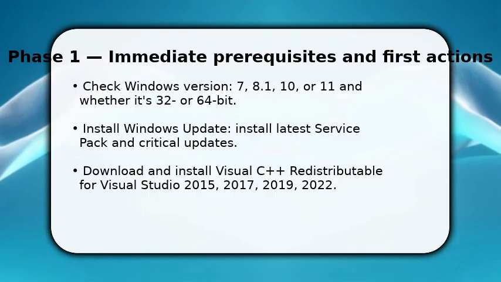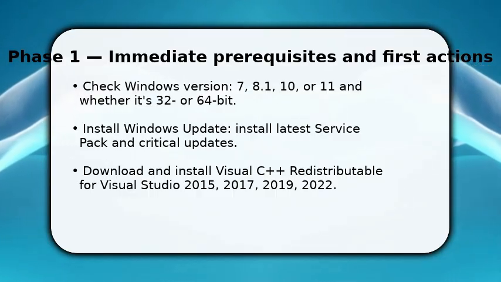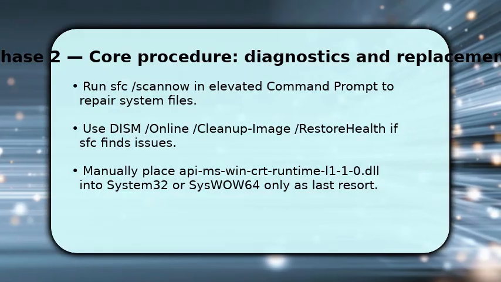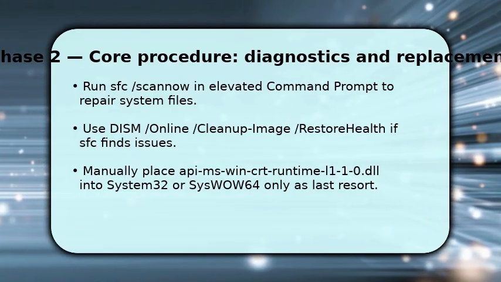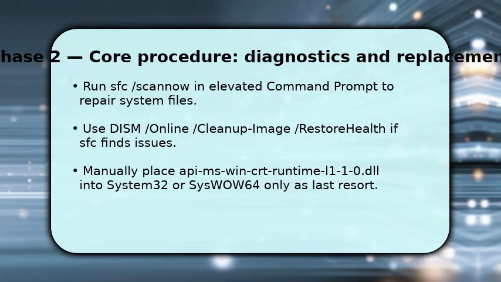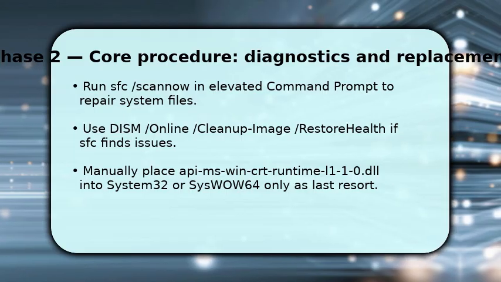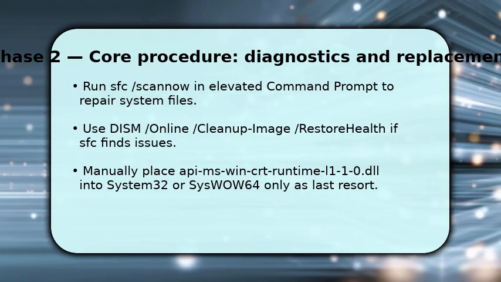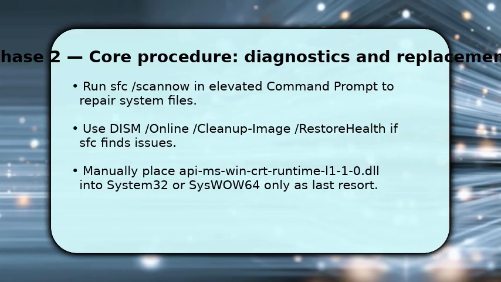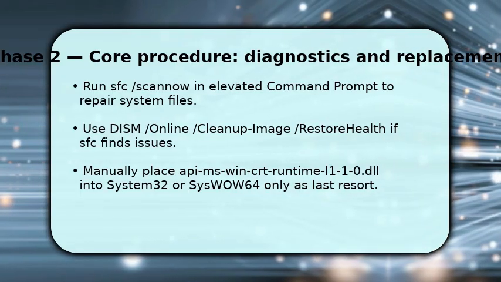If the redistributable didn't fix it, run System File Checker. Open an elevated command prompt and type sfc /scannow. This replaces corrupt system files. If SFC reports unrepairable items, follow with dism /online /cleanup-image /restorehealth to retrieve files from Windows Update. Make sure you run the correct architecture toolset.